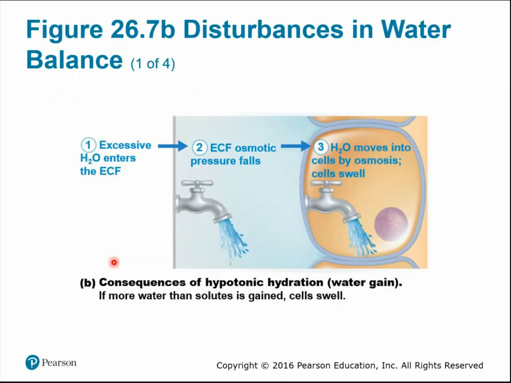Okay. So this figure is showing our hypotonic hydration. So excessive water enters into the extracellular fluid, causing it to become less concentrated outside than inside. So it's more concentrated inside the cell. So the water, wanting to make everything balanced and equal, is going to move into the cell to try to dilute those solutes out. So it's going to make the cell swell and even potentially burst.